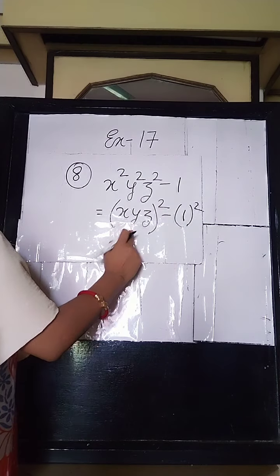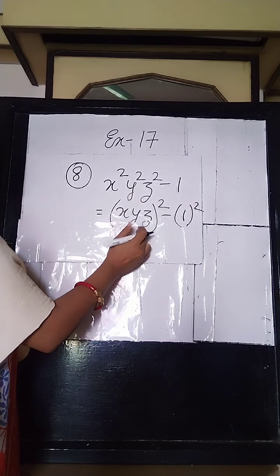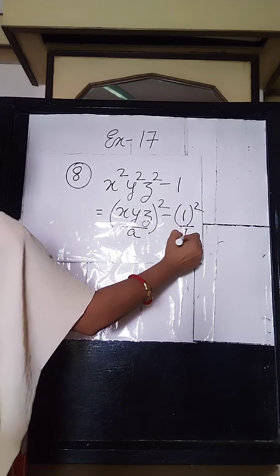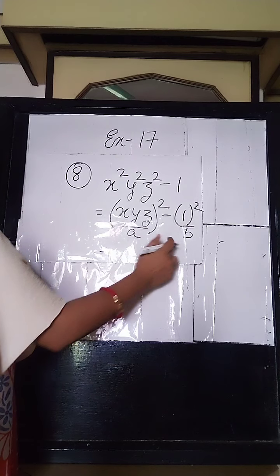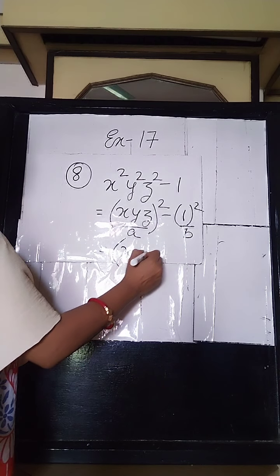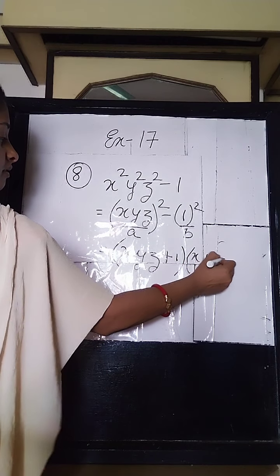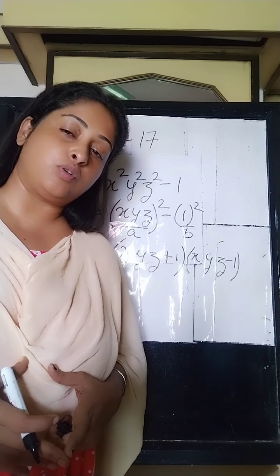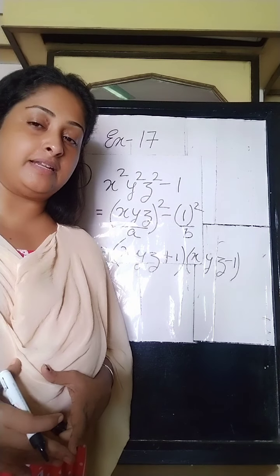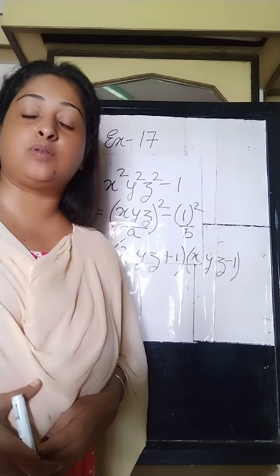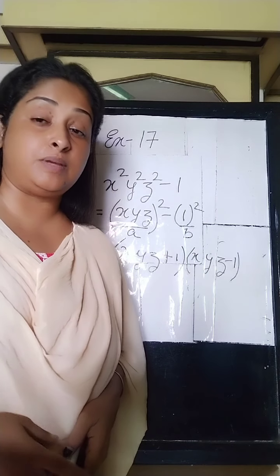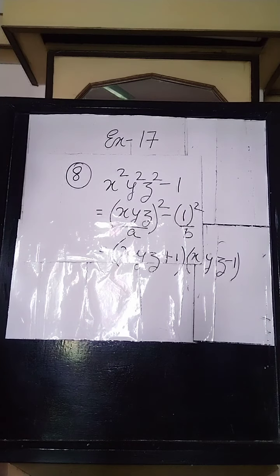So a square minus b square. You will consider this as a and consider this as b. So a plus b into a minus b. So xyz plus 1 into xyz minus 1. This is how you will solve sum number 8. As you can see, in every sum we are applying the formula a square minus b square is equal to a plus b into a minus b. That formula we are applying in every sum and solving the sums.